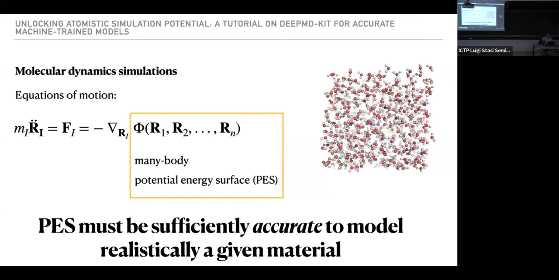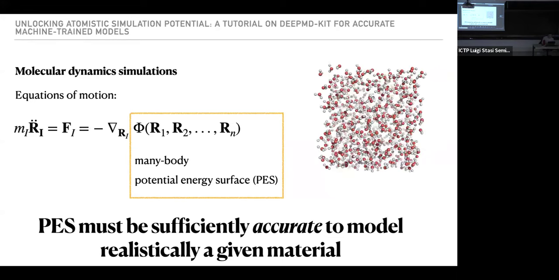But the reliability of these results relies a lot on the quality of the forces that we are computing, and of course the forces depend on the quality of the so-called potential energy surface, that is basically the interatomic energy, which provides the forces upon differentiation with respect to the atomic positions. So it is essential to have an accurate potential energy surface in order to provide reliable results.